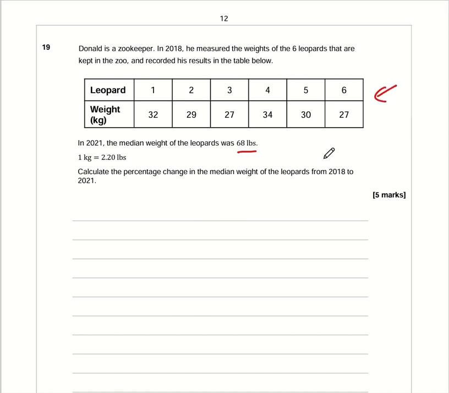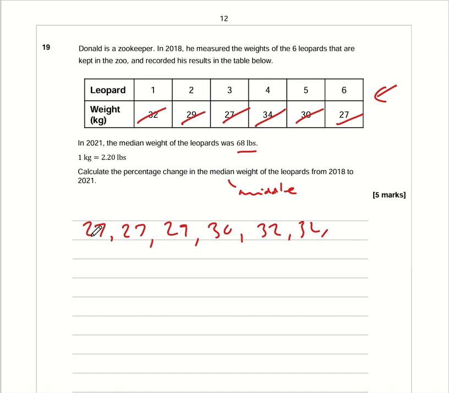Now remember that the median is the middle value, and it's only the middle value when they are put in order. Now these leopard weights are not in order, so let's put them in order. The lowest is 27, in fact there's two 27s, so 27, 27, 29, 30, 32, 34. So to find the one in the middle, we're going to chop one off each side, and we're going to continue until we get 1 or 2 in the middle. It's better when you only get 1 in the middle. Here we've got 2 in the middle because we've got an even number of values.